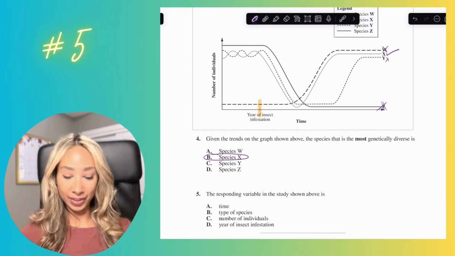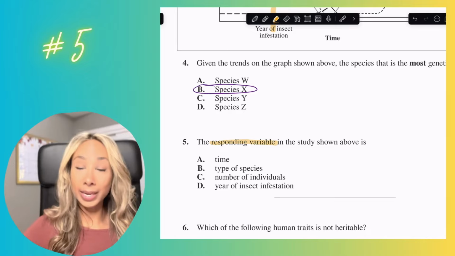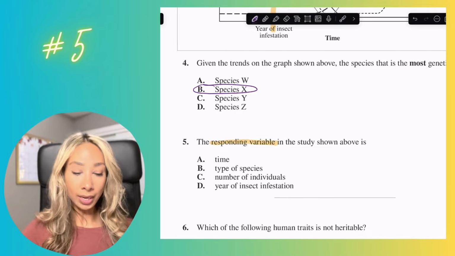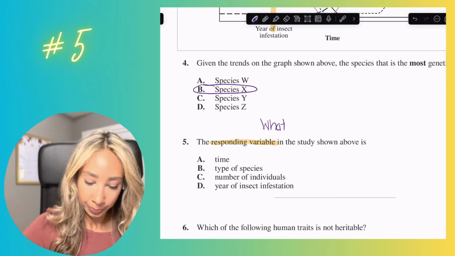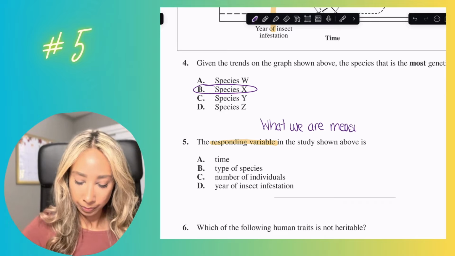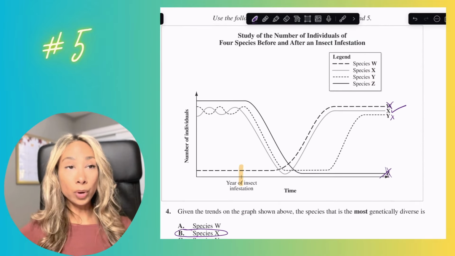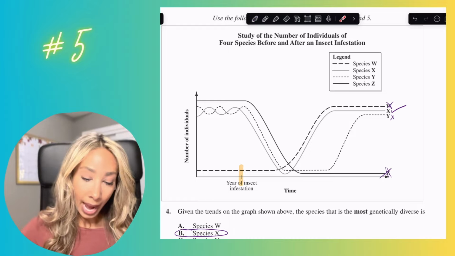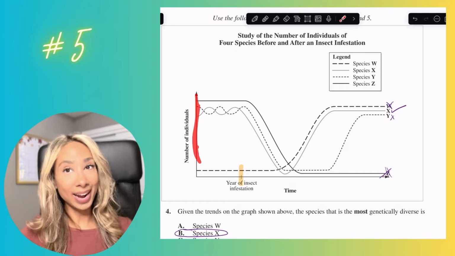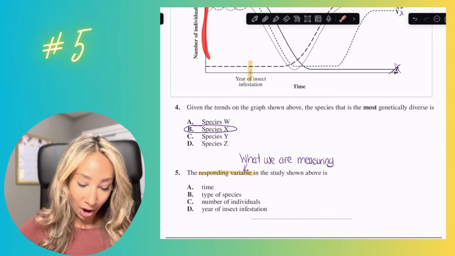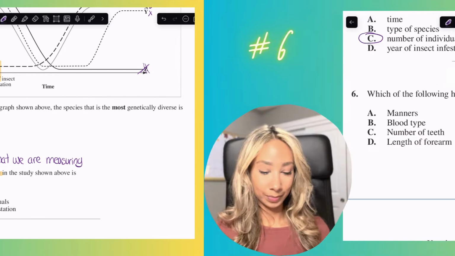Okay, question number 5 here. Question 5 is asking us, what's the responding variable in the study shown above? The responding variable is going to be what we are measuring. So in this case, if I'm looking at my graph, we're measuring the number of individuals. And almost always the responding variable, or what we're measuring, is going to be on the y-axis of a graph. So that means our answer is going to be the number of individuals, so C.